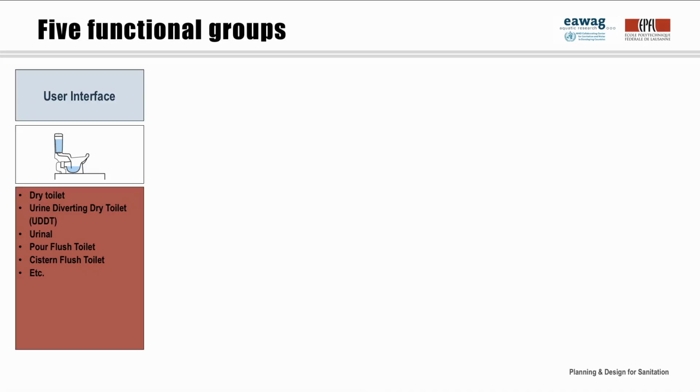But there are many different types of toilets. You can see 5 examples of different toilets here. Some use water, some do not, but because they all serve the same function, they're all categorized into the user interface functional group.